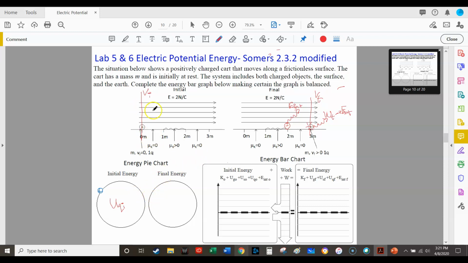Now again, the voltage is decreasing over time, and this is a positive object, so that means the final potential energy is going to be smaller. So we have the initial potential energy, and I think we have the initial pie chart done. So I'm actually going to go ahead and draw the bar chart to this.